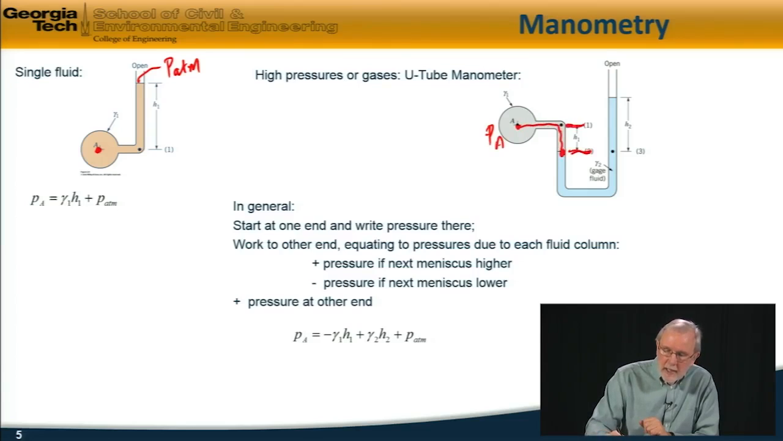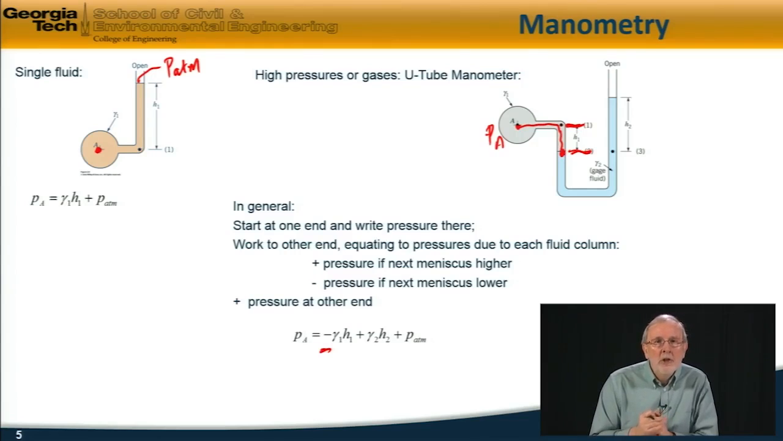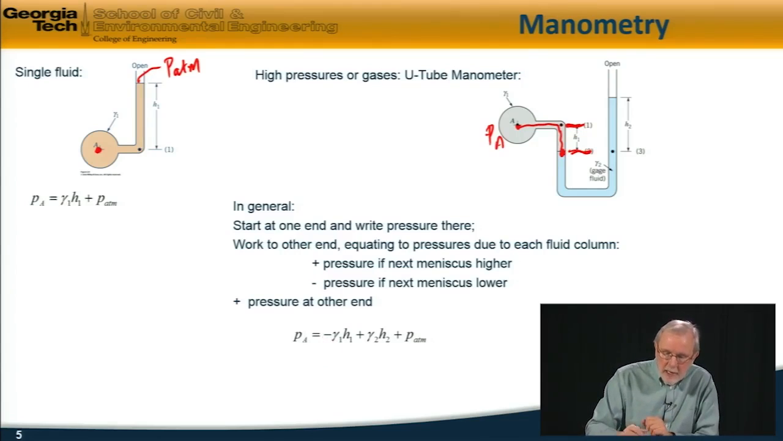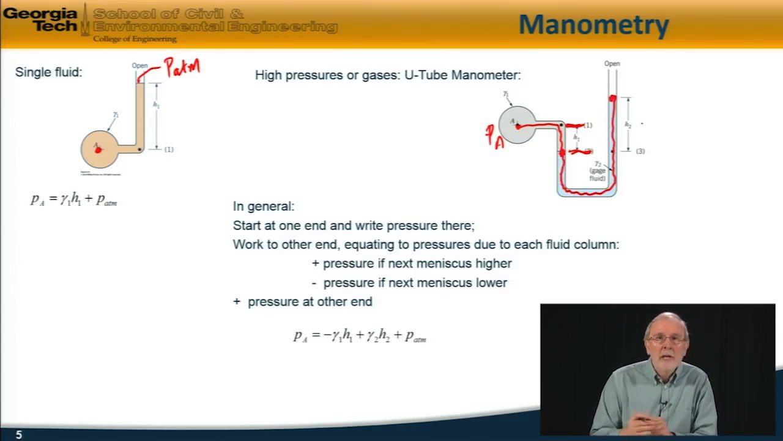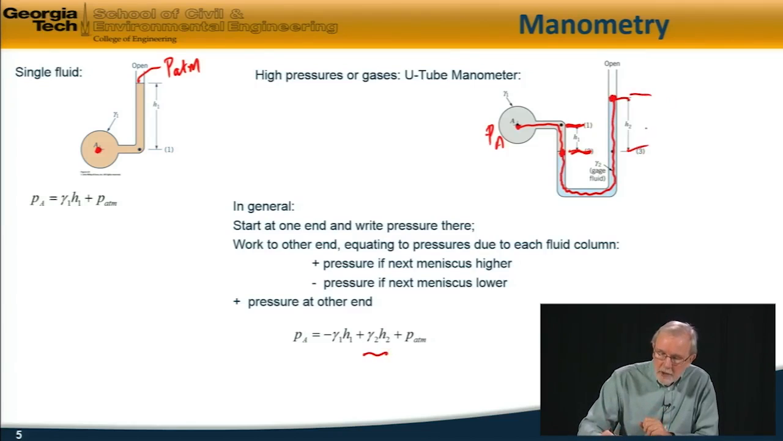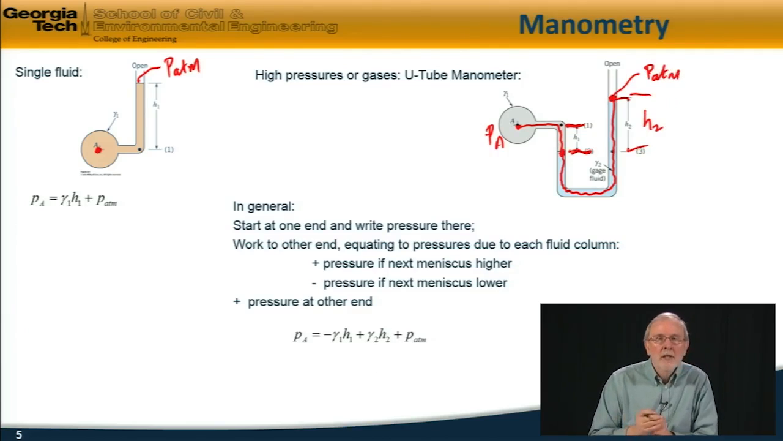This meniscus here is lower than this, so it's going to be negative, and the hydrostatic pressure due to each column is just the specific weight multiplied by the height difference. So it's minus gamma 1 times H1. Next, we go through the blue fluid here, the manometer fluid, to here, passing straight through the point 3, because that's irrelevant. This meniscus is higher than this, so it's positive gamma 2 times the height difference, which is H2. And then finally, adding the pressure at the open end here, which is atmospheric pressure. So this is the equation that would apply to that particular example.